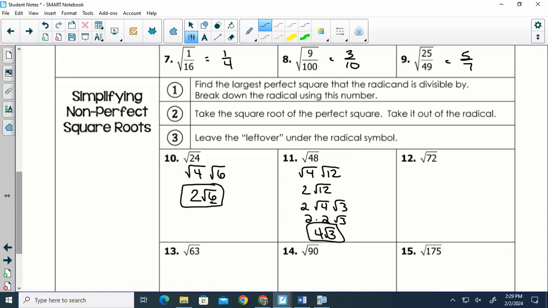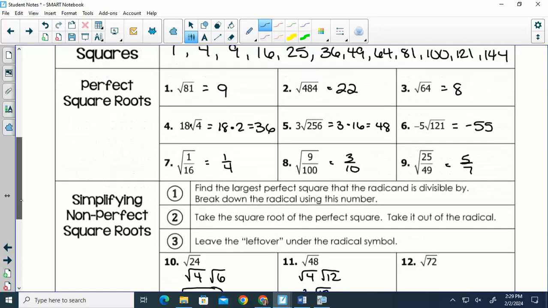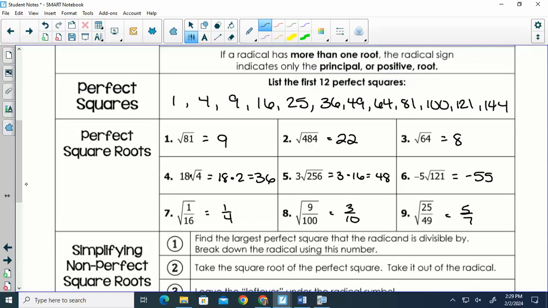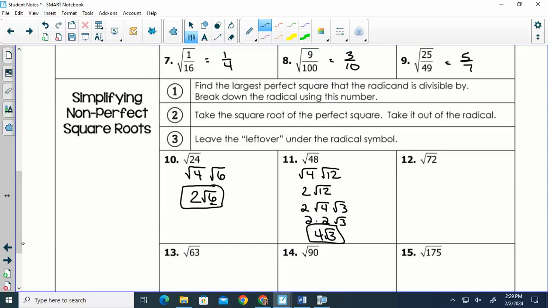All right, 72. So it's not a perfect square. Go to my list. Okay, it's got to be something smaller than 72. Can you do 72 divided by 64? No. 49? 36. What's 72 divided by 36? What is the square root of 36? 6. And can we do the square root of 2? No.